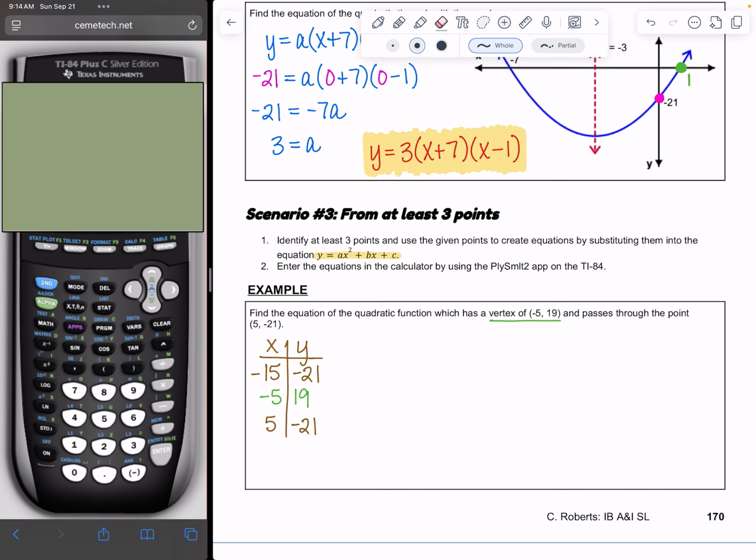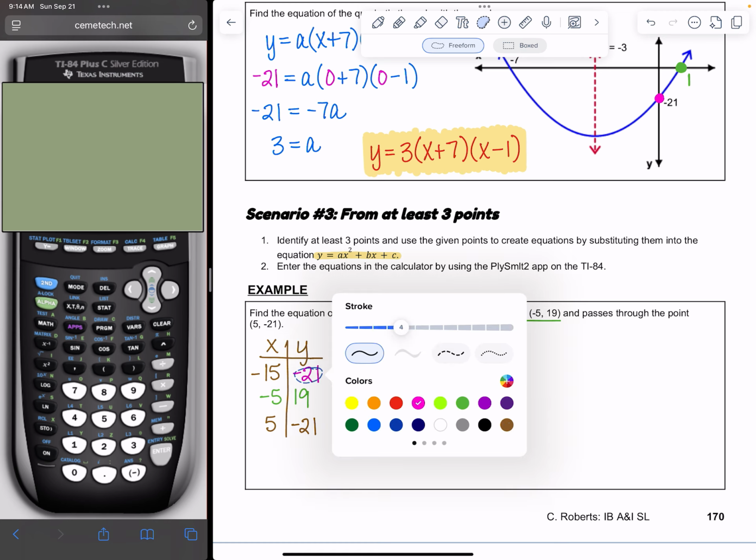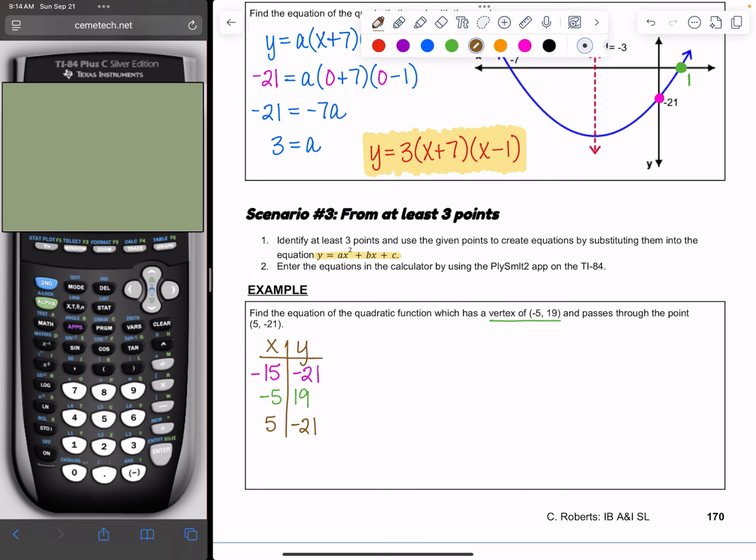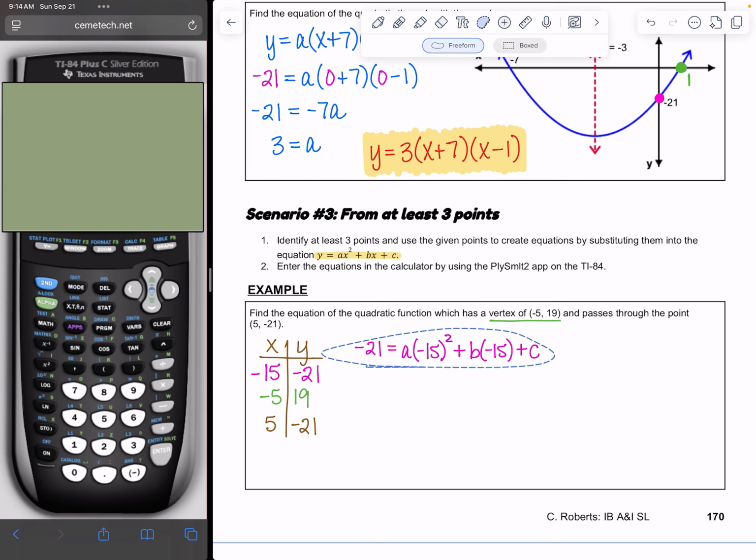Let me change the color here so that I can color code. So here we can write our 3 equations. I'm going to write the pink equation for the top point. So that is going to be negative 21 equals A times negative 15 squared plus B times negative 15 plus C. So that is that first equation.